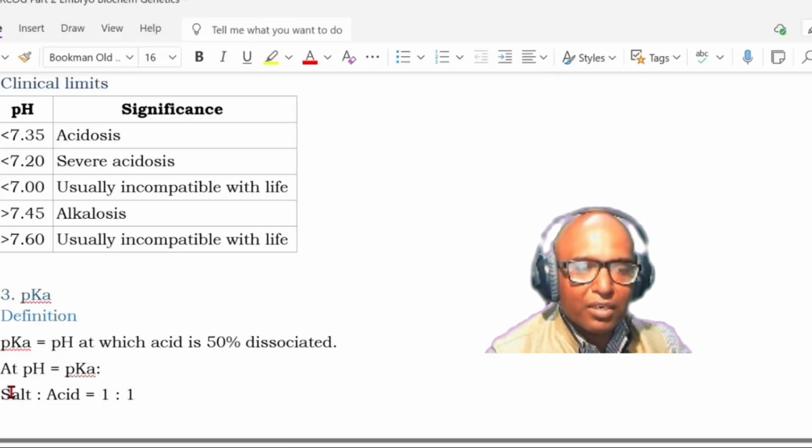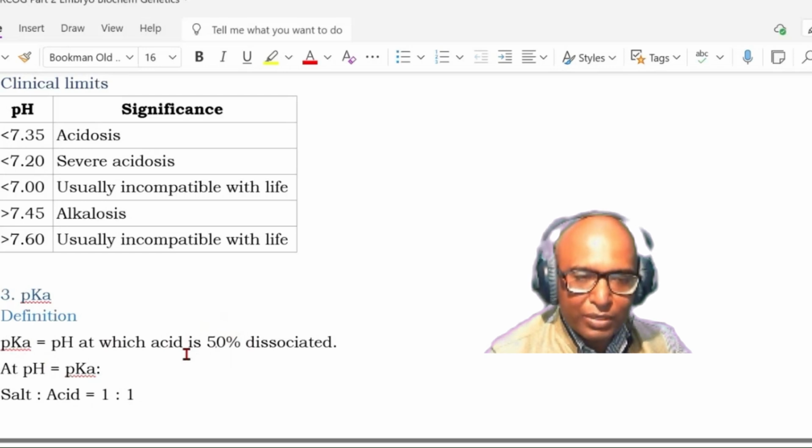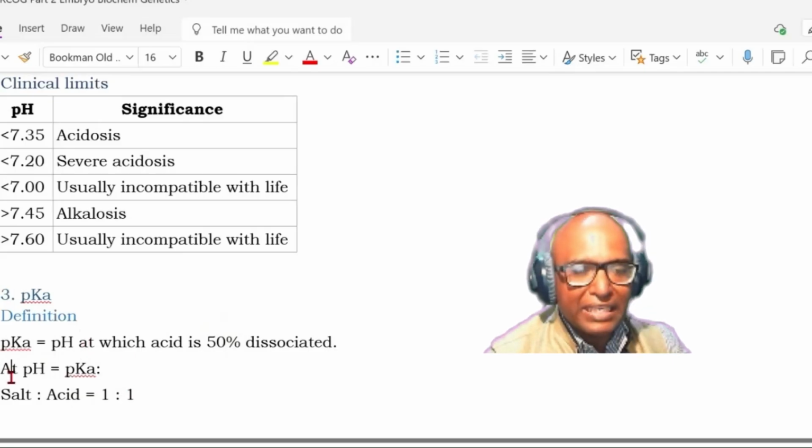It is because at this pH, the acid is dissociated 50%. So 50% will be in the base form, 50% will be in the acid form. So base is equal to acid, that is, the salt will be equal to acid, and 1:1 will be there. So at that level, pH will become pKa.